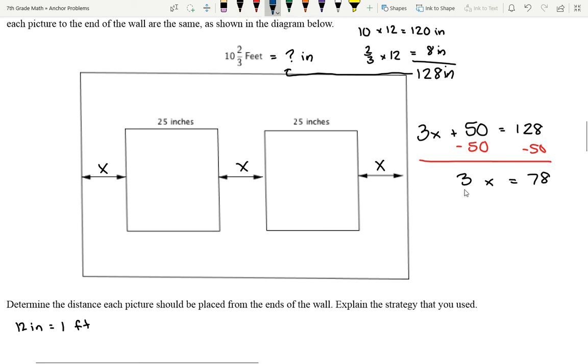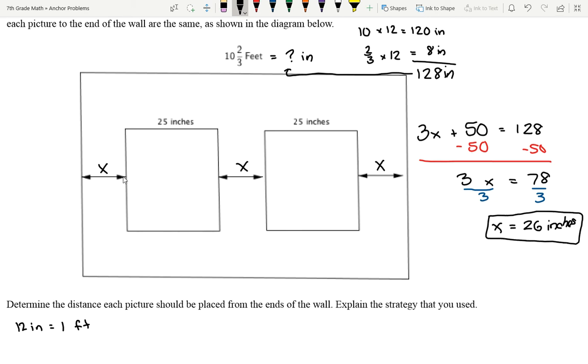Then, the opposite of multiplication is division. So if we divide by 3 on both sides, we end up with x equals 26 inches. So each of those distances there is equal to 26 inches. And sure enough, if you were to add up 26 plus 25, 26 plus 25 plus 26, you would get that 128 inches, which was equivalent to the 10 2/3 feet.